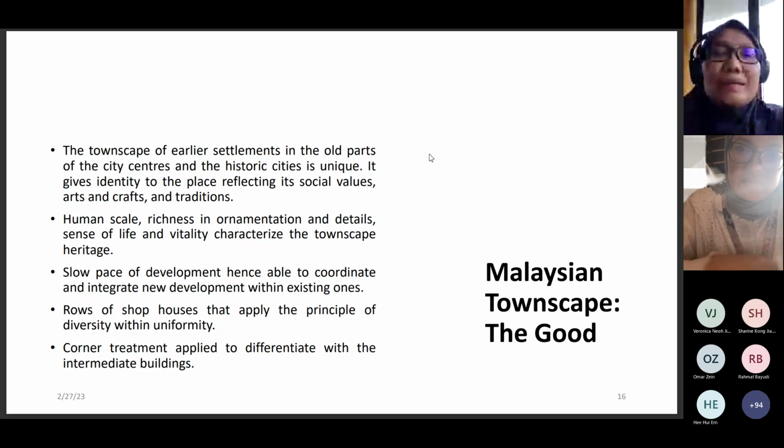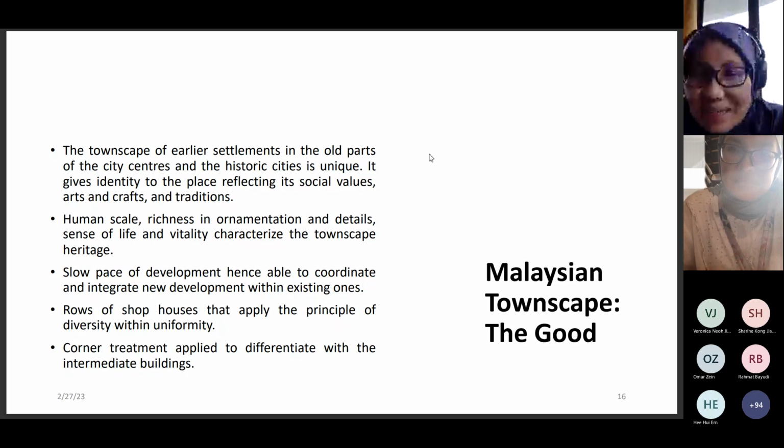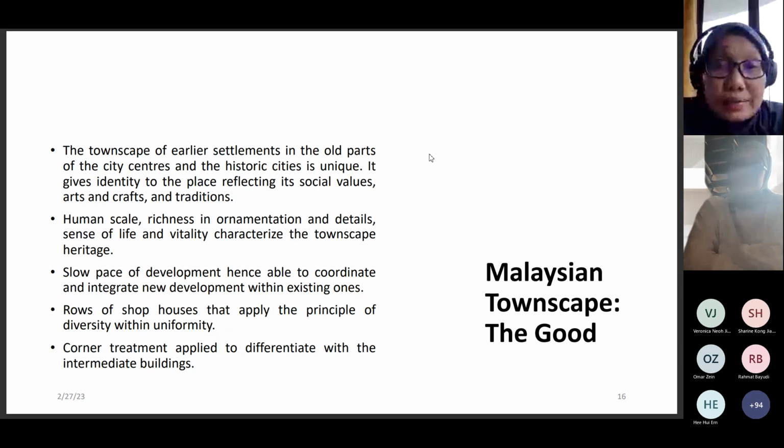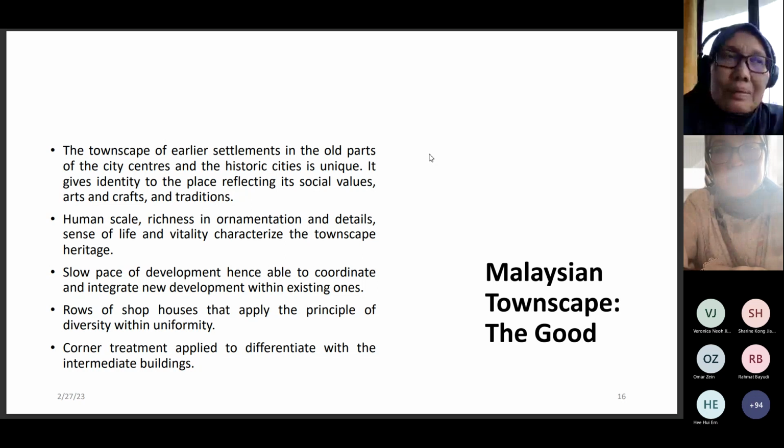So the townscape of earlier settlements. You cannot say that I'm very critical, just saying all the bad things about Malaysian townscape, but I also appreciate there's something good about the Malaysian townscape that we used to have, and which we should protect, because we are not getting good ones after that. This is very unique. In the past, we managed to build very unique cities which have the identity reflecting our values, arts and crafts and traditions. We used to have very good arts and crafts.